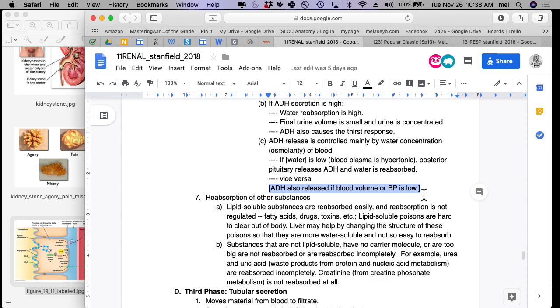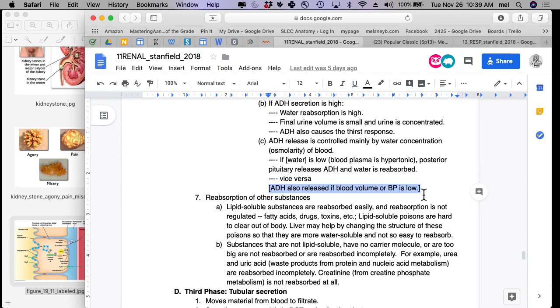So, lipid-soluble substances. Are your kidneys good at clearing lipid-soluble substances? They are absolutely not, because lipid-soluble substances do whatever they want everywhere they are. So, fatty acids, lipid-soluble drugs, toxins, and poisons are really difficult to clear out of the body, and your kidneys are very little help at doing that. Your liver is way more help. The liver can help by temporarily changing the structure so it's less lipid-soluble, so it's easier to clear at the kidneys.